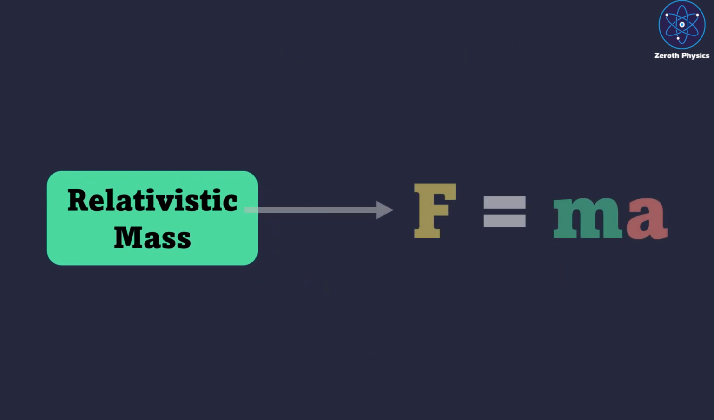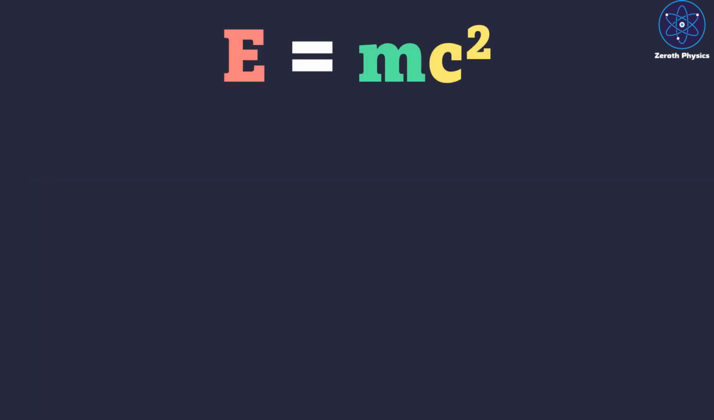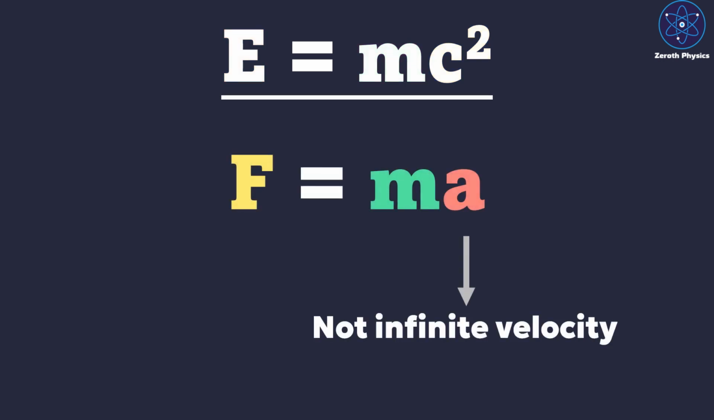Therefore, using the concept of relativistic mass to explain the equation F equals ma should not be any problem. In conclusion, by considering E equals mc squared, we know that the equation F equals ma would not lead to infinite velocity.